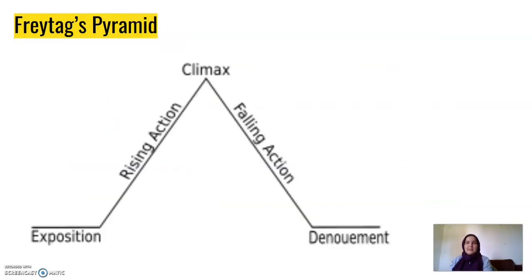You can represent the different parts of the plot in a diagram known as Freytag's pyramid.